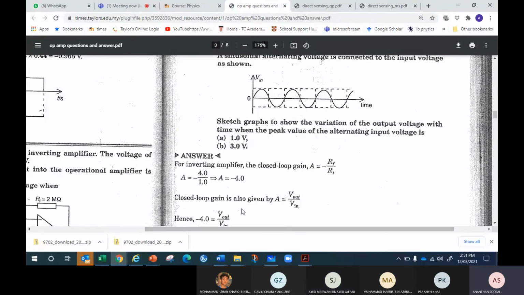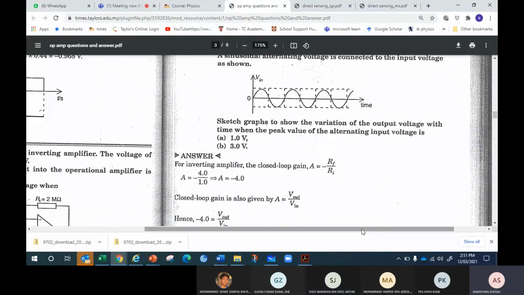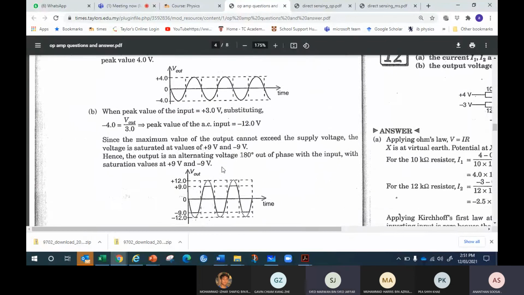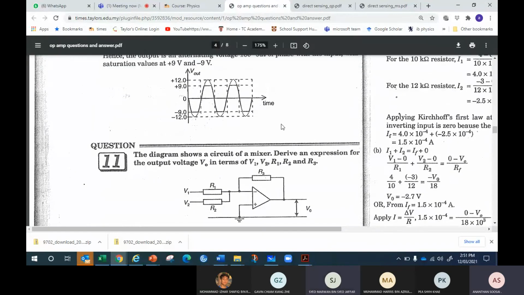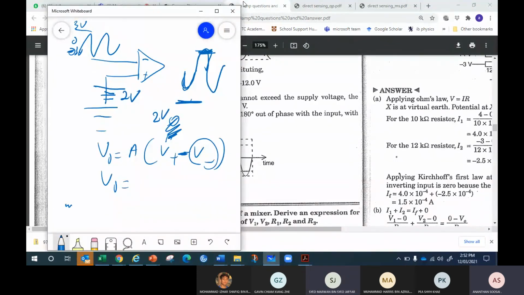So how's the graph going to look like? It's going to be partially saturated. You see? This is how the graph looks like. You draw the original graph first. The original graph is inverted, a negative sine, but it's going to be -12, +12. You draw that first, then you just cut off at +9. So what will the final appearance look like?